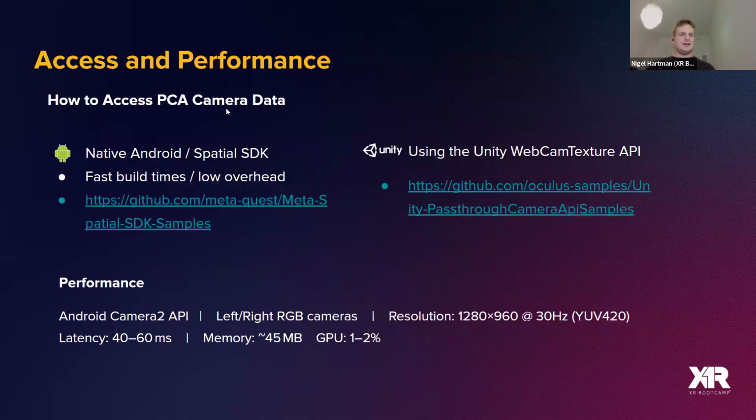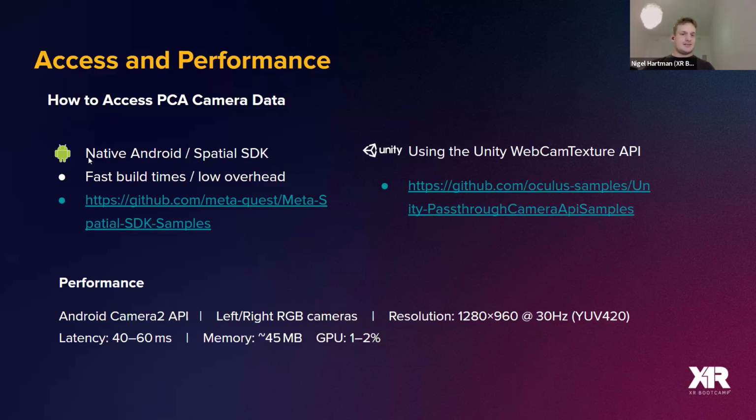So how can you access the PCA, and what is it about the performance of the PCA? So actually there's two different ways. Either you can use the native Android applications, which is actually using the spatial SDK of Meta, or the alternative would be Unity, using the Unity webcam texture. I'll tell more about that later. But that's the basic way to do that. There's example projects for both. It's really easy to build.